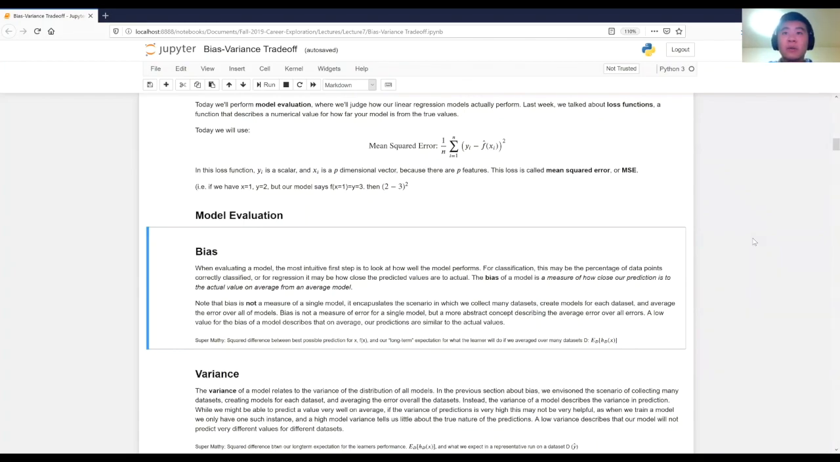So let's continue with bias. Bias, the formal definition, is a measure of how close our prediction is to the actual value on an average from an average model. So this is kind of a tongue twister and it's a bit confusing. So I'll explain it with a real life analogy.